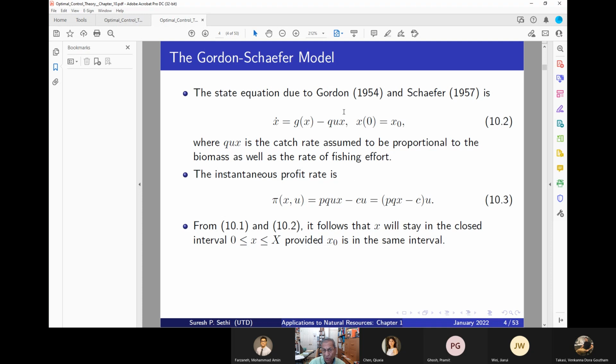The state equation is older than Colin's model. This comes from Gordon and Schaefer in 1954 and 1957. They decided that X dot is the growth rate G(x), minus the fish you catch. So it's proportional to U, which is the effort. It's proportional to biomass, which is X, because the more fish there are, the more you will catch. And its proportionality coefficient is Q, which is the catchability coefficient. How good you are.